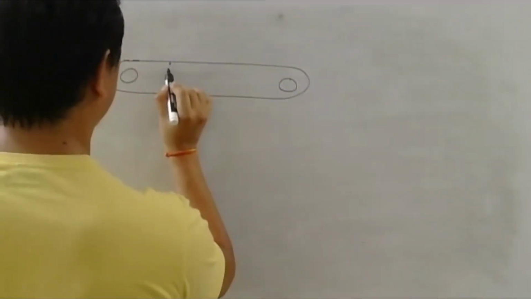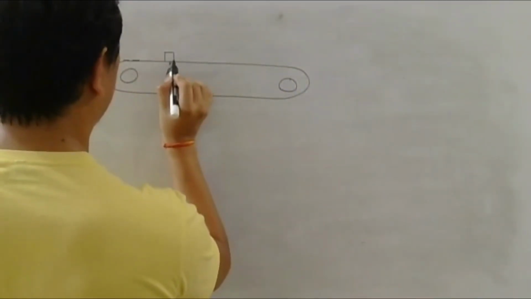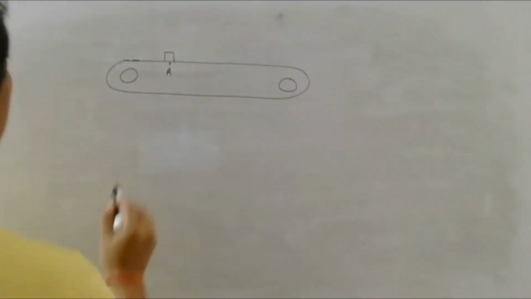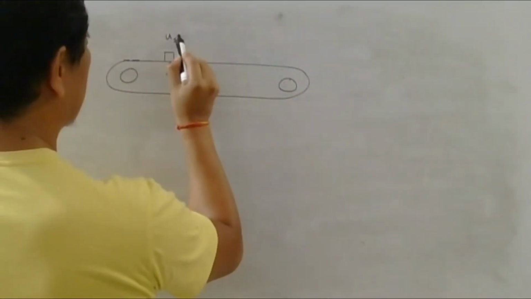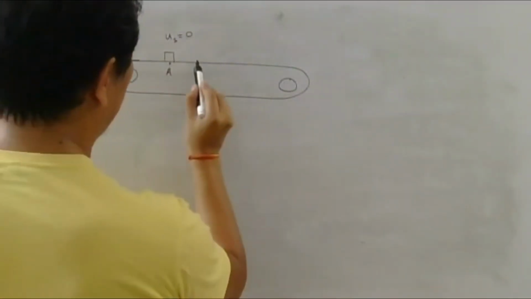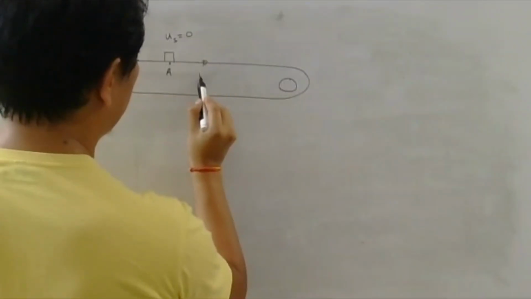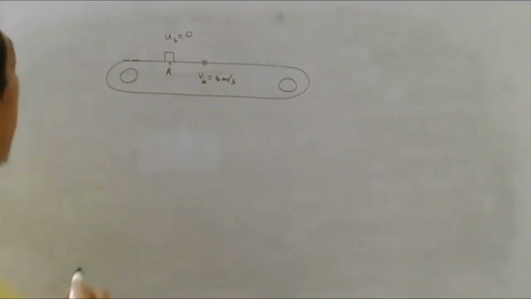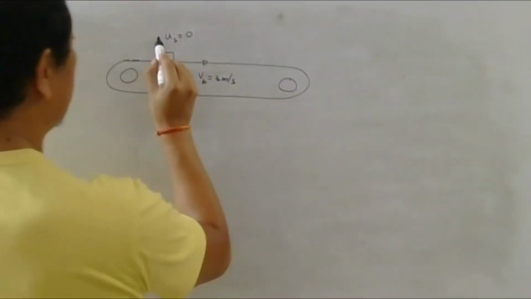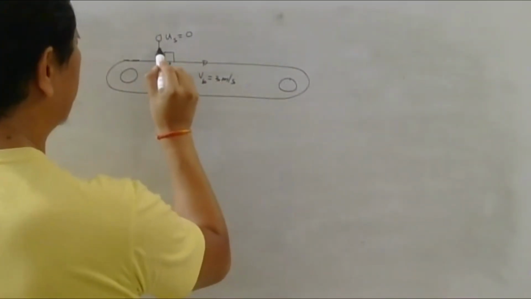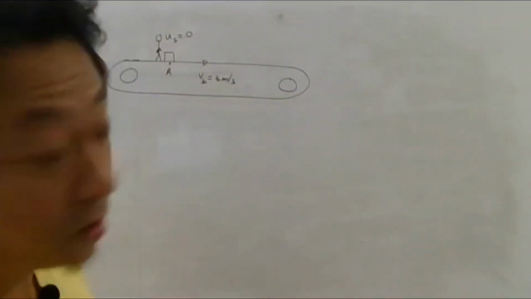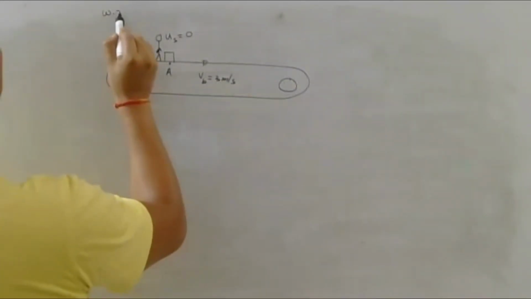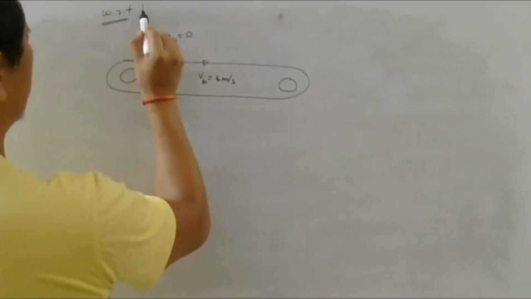So let's say just above this point, I put the suitcase. Initial velocity of suitcase from ground frame was 0. Belt is moving with velocity 3 meter per second from ground frame. Now, if you sit here and do the problem, then belt will be at rest for you.